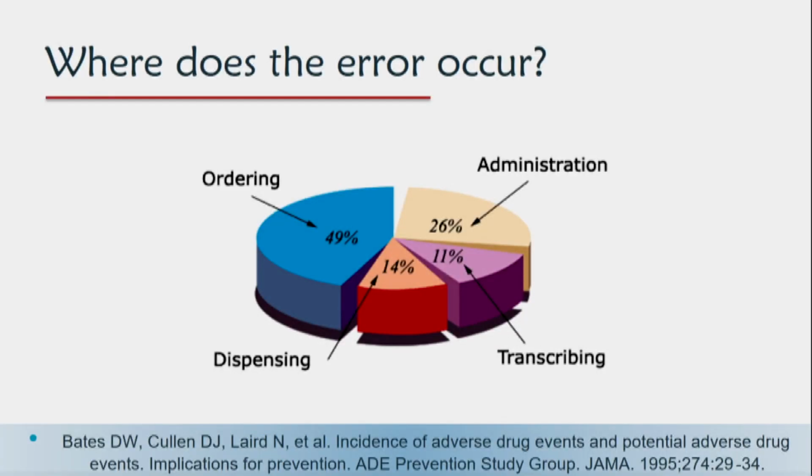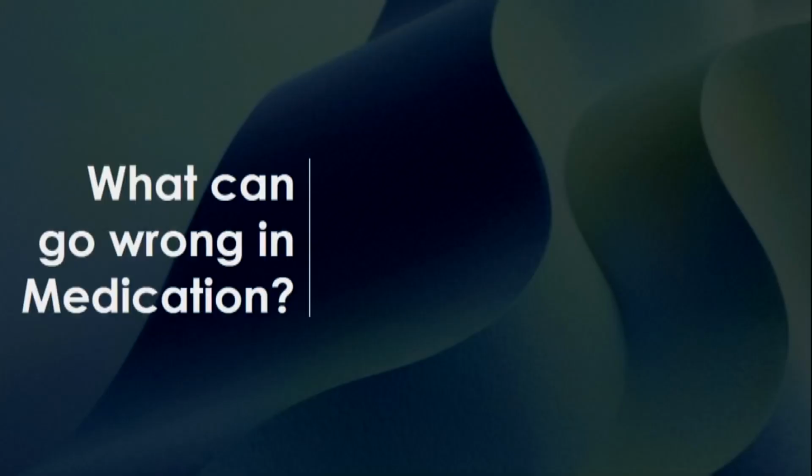So where does this error occur most frequently? In order of frequency, it is first in ordering, or rather the writing of the prescription. The second is actually in administration, where a wrong drug or a wrong dose or a wrong route is selected. Then comes dispensing, where the patient is taking it from the pharmacy. And then finally, when we are transcribing this. So these are all the sources of errors, and the most common is of ordering.